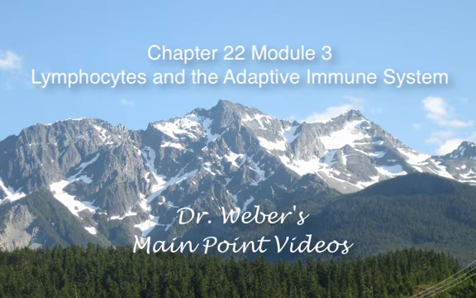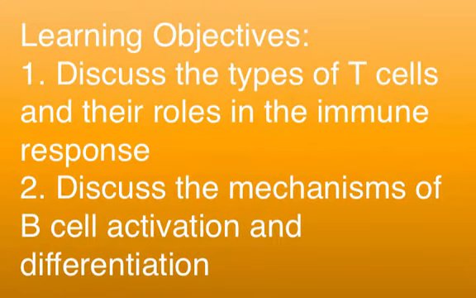This is Chapter 22, Module 3, Lymphocytes and the Adaptive Immune System. The learning objectives of this module are: 1. Discuss the types of T cells and their roles in the immune response, and 2. Discuss the mechanisms of B cell activation and differentiation.